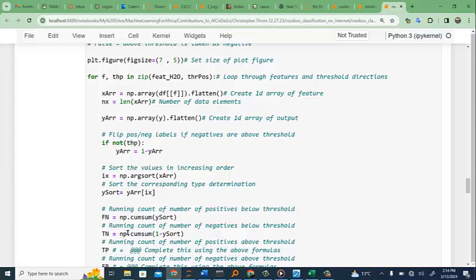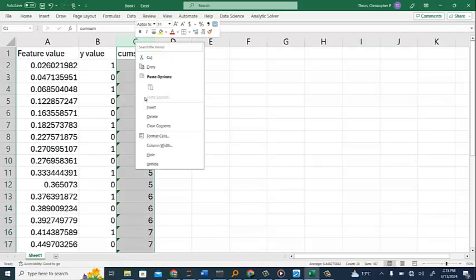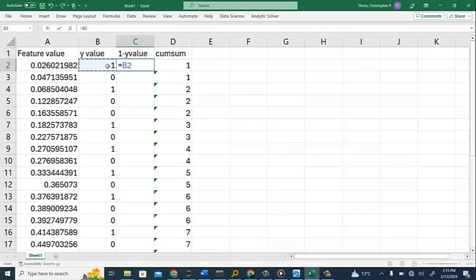Now, what about the number of true negatives? Well, the number of true negatives will be the sum of all the zeros beneath. Now, if I take 1 minus y, that will change the 1's to zeros and the zeros to 1's. So let me insert that. I'll insert a column here, and I take 1 minus the y value. And then I fill that down.